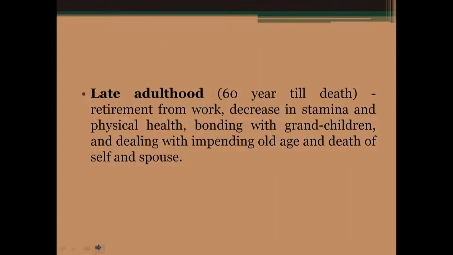Next and last is late adulthood, which is 60 years till death. Retirement from work, decrease in stamina and physical health, bonding with grandchildren, and dealing with impending old age and death of self or the spouse. So these are the highlights of late adulthood that generally this pattern has been seen.